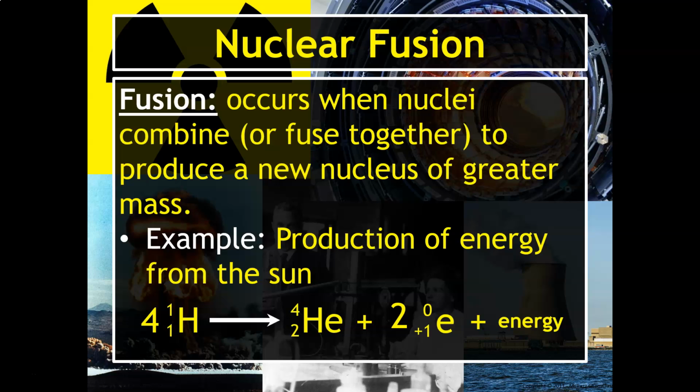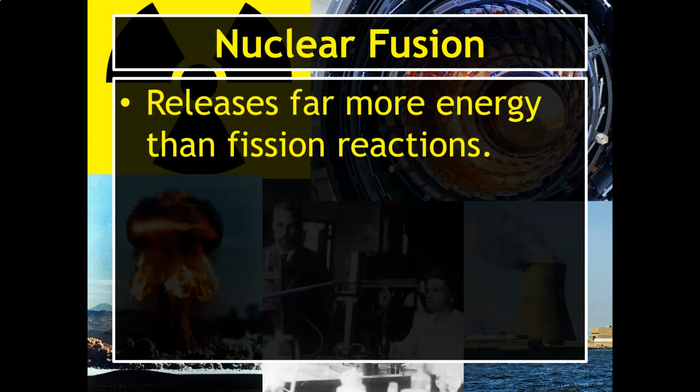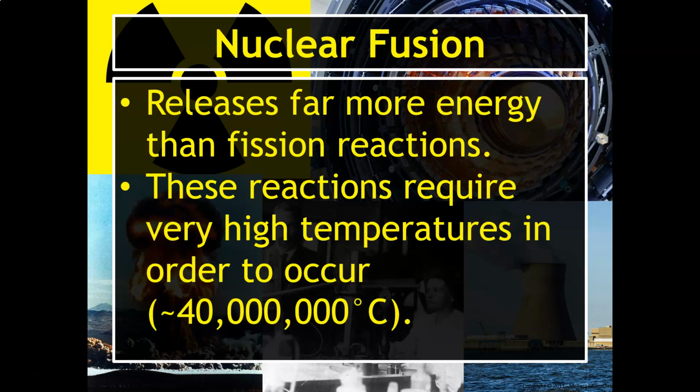In the production of energy from the sun, notice that you take 4 hydrogen atoms, and they produce alpha particles, positron particles, and energy. This releases far more energy than any fission reactions. These reactions require extremely high temperatures in order to occur.